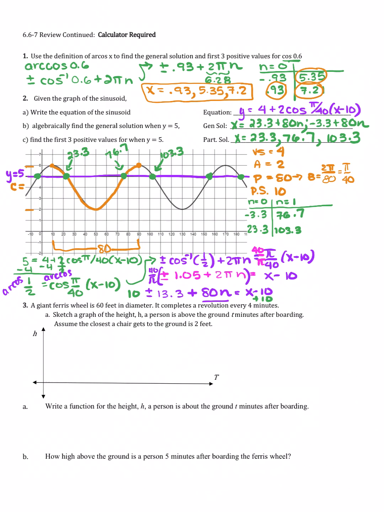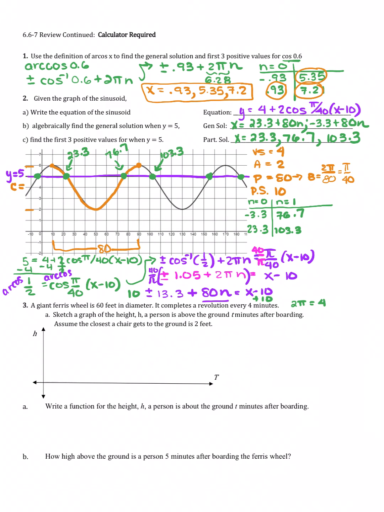All right, now at the bottom, we have a giant Ferris wheel that is 60 feet in diameter, and it completes one revolution every 4 minutes. That means it makes one cycle. So that's basically your period is going to be 4. Sketch a graph of the height a person is above the ground t minutes after boarding.